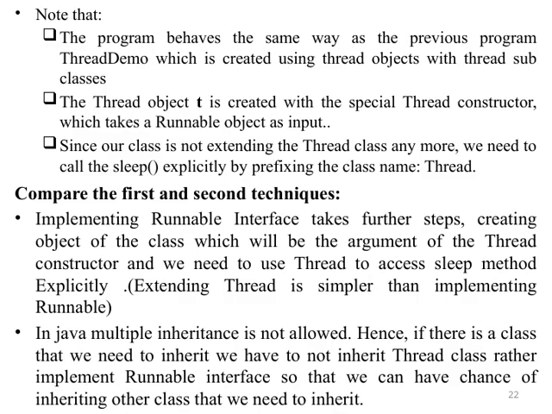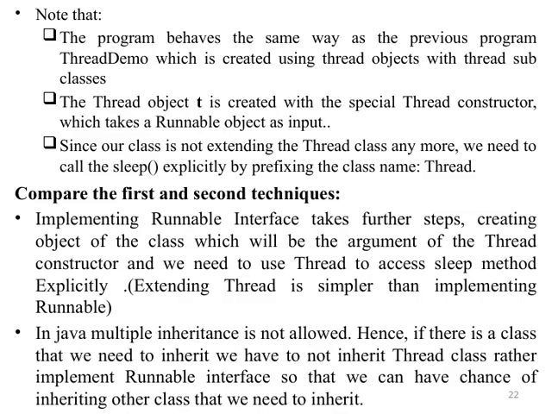Now, comparing the two techniques, implementing runnable versus extending thread, implementing runnable involves a few extra steps. First, you need to create an object of the class that implements runnable, and then pass that object as an argument to the thread constructor. Additionally, since the class isn't a thread itself, you have to call thread sleep explicitly whenever you need to pause the thread. On the other hand, extending thread is simpler because you can directly call sleep without prefixing it with thread. But there's an important design consideration here.